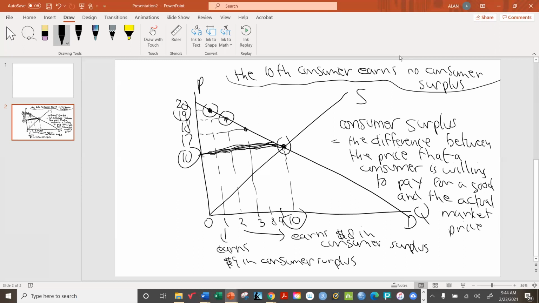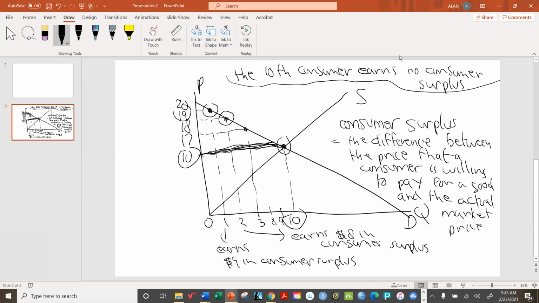And so we're going to show a way to measure the total consumer surplus in the market for a good. We have all these individual consumers, and we can combine all these consumer surpluses to come up with a single number for the entire set of consumers.